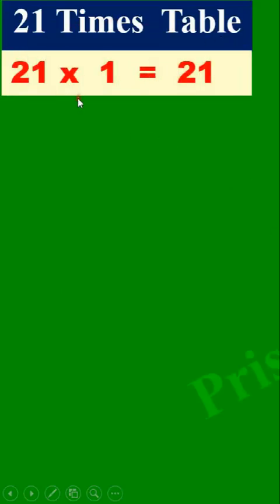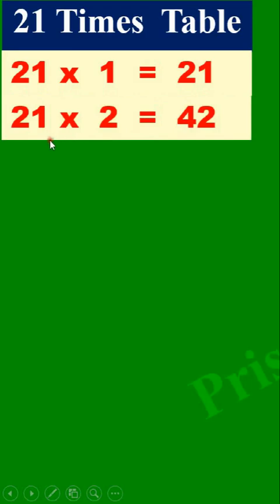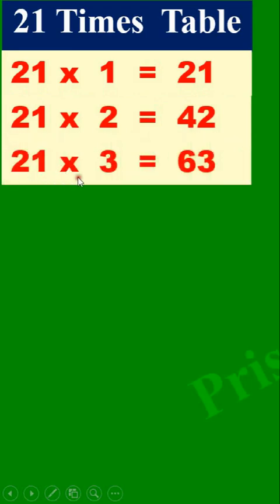21 times table. 21 times 1 is equal to 21. 21 times 2 is equal to 42. 21 times 3 is equal to 63.